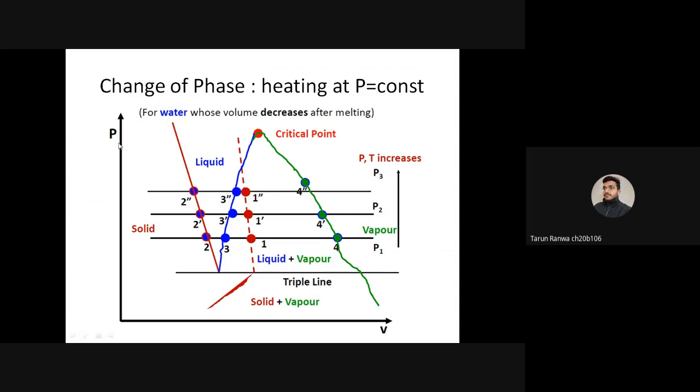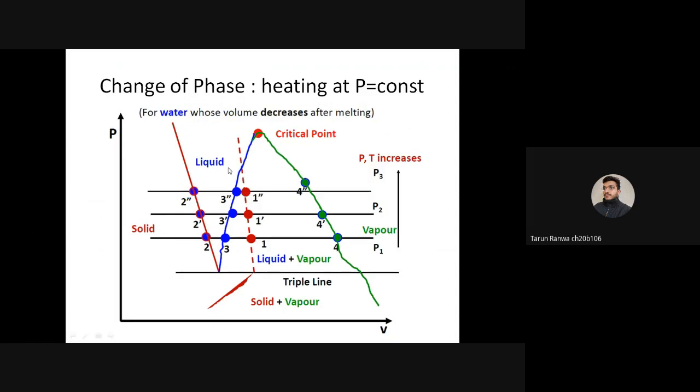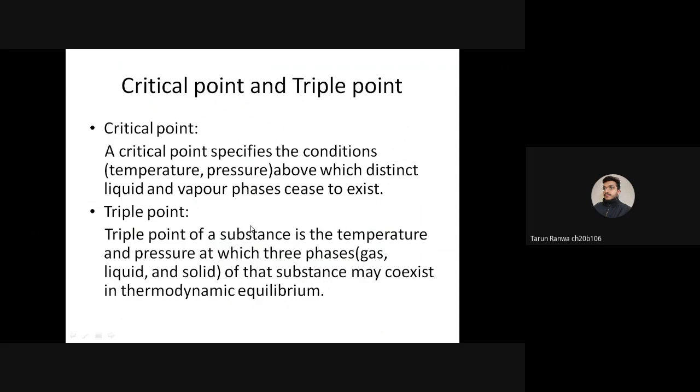This is the PV diagram for water, whose volume decreases after melting, and this is for a substance whose volume increases after melting. So this is a bit different from the previous. Now critical point and triple point. The critical point specifies the conditions of temperature and pressure above which distinct liquid and vapor phases cease to exist. And the triple point of a substance is the temperature and pressure at which three phases, gas, liquid and solid, of that substance may coexist in thermodynamic equilibrium.